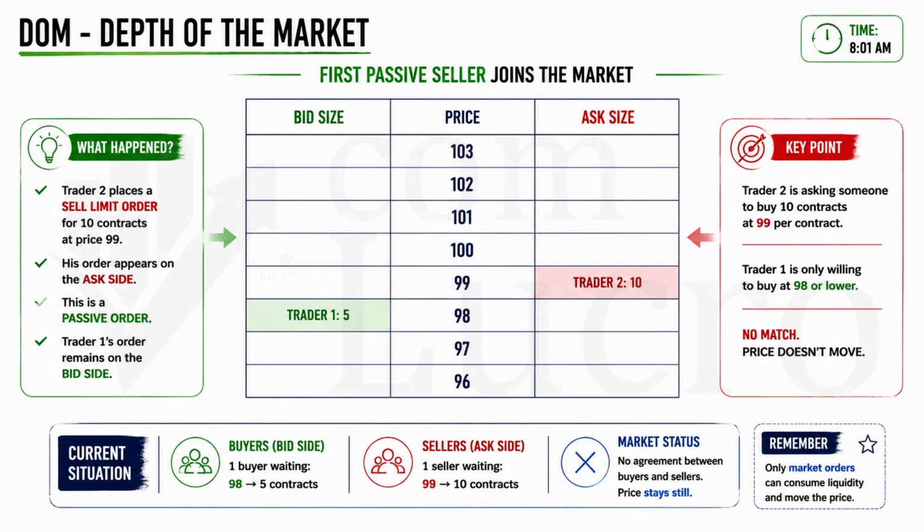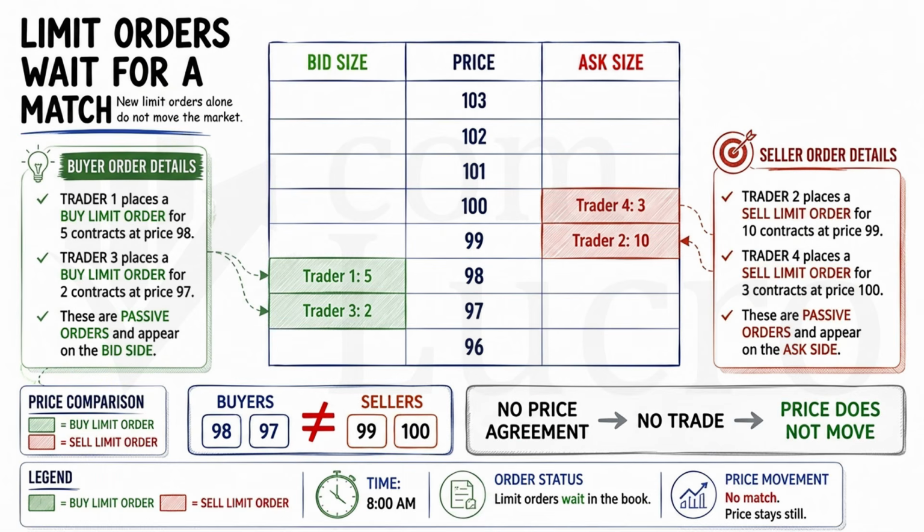The first trader is only willing to buy at 98 or lower, so his order remains on the bid side. Now, 2 more traders enter the market. Trader 3 wants to buy 2 contracts at 97, and Trader 4 wants to sell 3 contracts at 100. These new limit orders are displayed on the DOM, but none of them match, so the price doesn't move because each trader demands a different price.